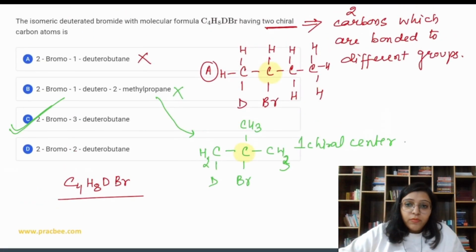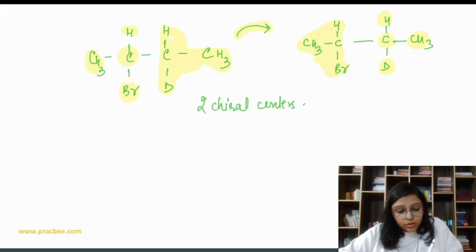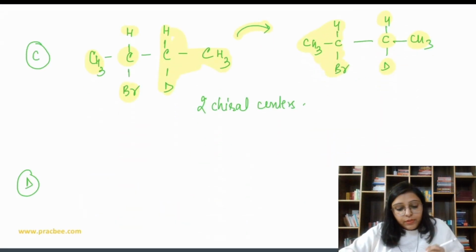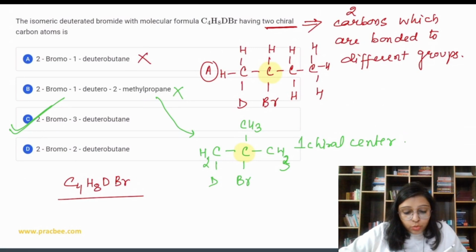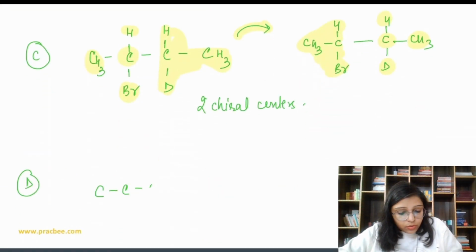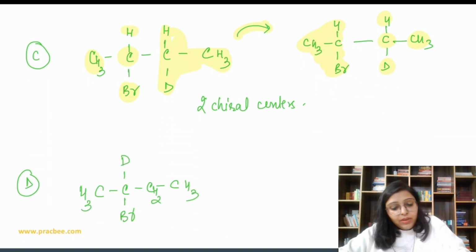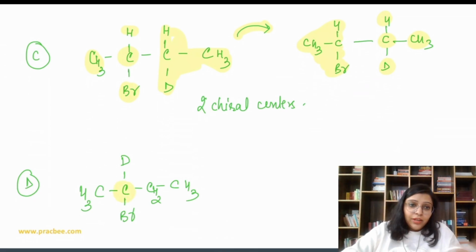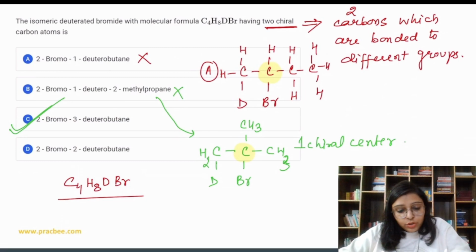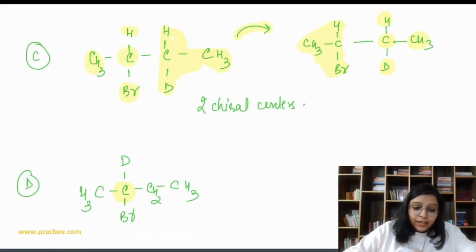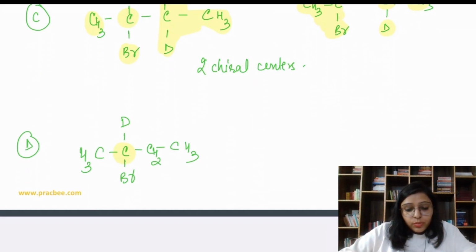Now we can also check for the D one. Why D is incorrect? If we check for D, 2 bromo 2 deuterobutane. 1, 2, 3, 4. So again we have only one chiral center, only one chiral center. So that's why C is going to be the correct answer. Clear? Now moving on to the next question.